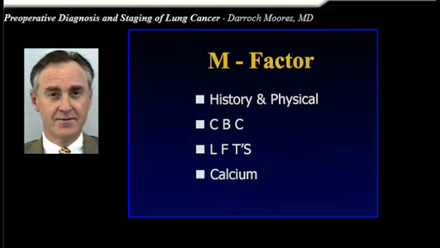Assessment of distal metastasis starts with a complete history and physical examination. This is the M factor, specifically looking for performance status, neurological signs or symptoms, and localizing bone pain. CBC, liver function, and calcium levels should be determined in all patients. CAT scan of the chest should include the liver and adrenal glands.